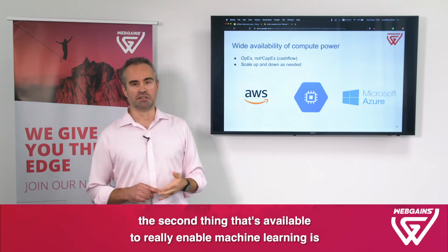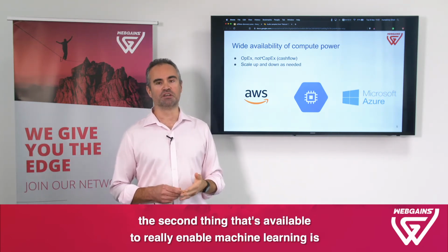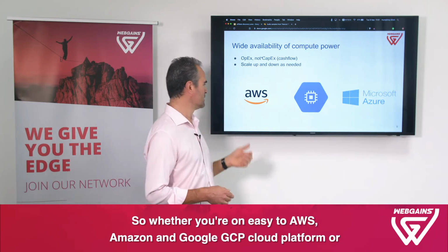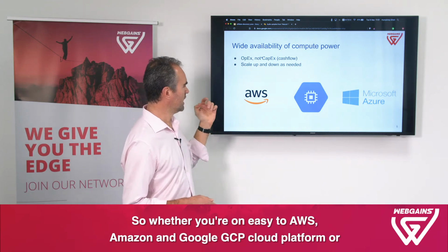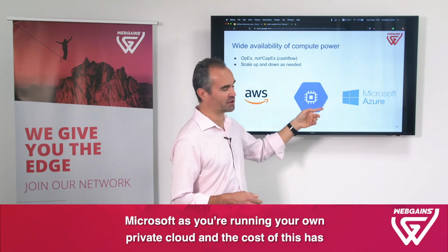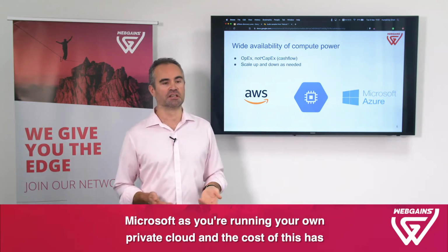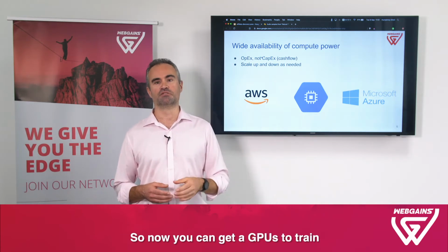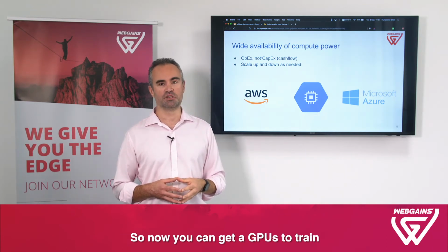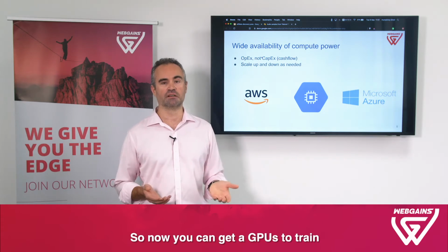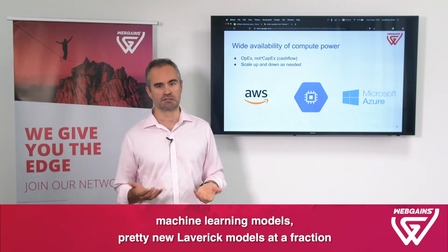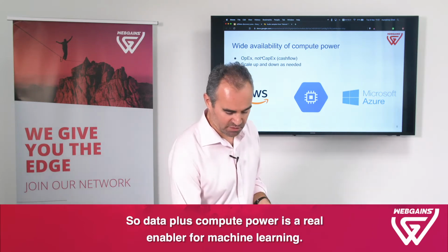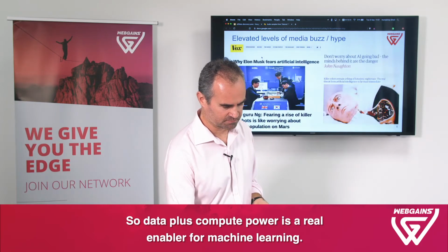The second thing that's available to really enable machine learning is the wide availability of compute power on multiple different platforms. So whether you're on EC2 with AWS, Amazon, Google GCP cloud platform, or Microsoft Azure, running your own private cloud, the cost of this has been dropping, as with all things computing, year on year. So now you can get GPUs to train machine learning models, particularly neural network models, at a fraction of the price even just a couple of years ago. So data plus compute power is a real enabler for machine learning.